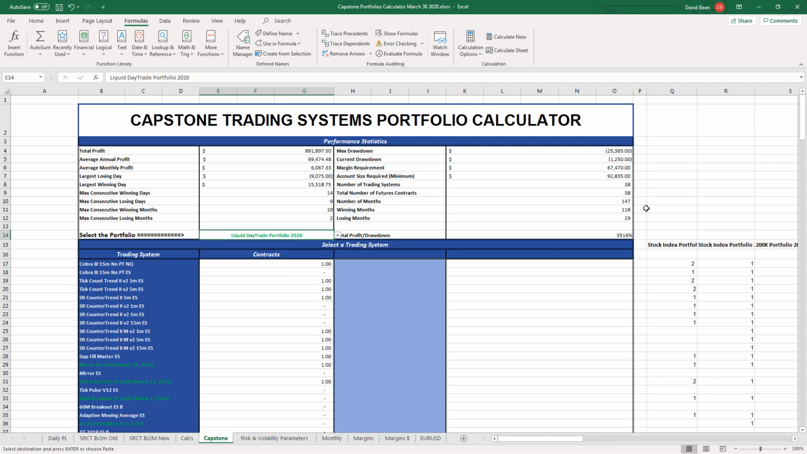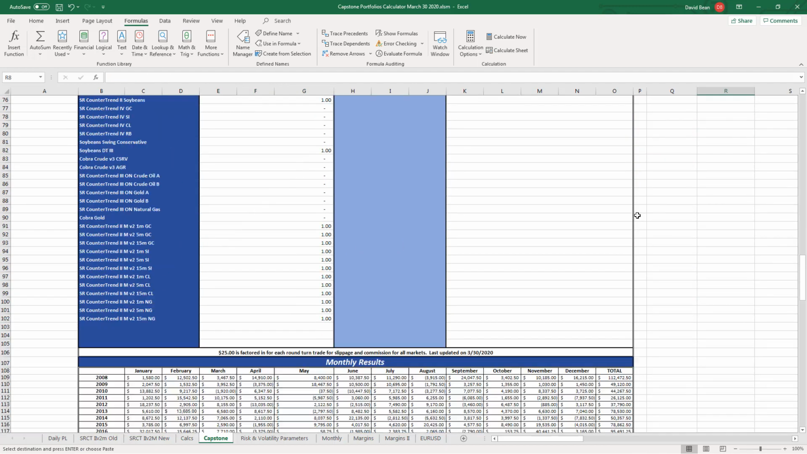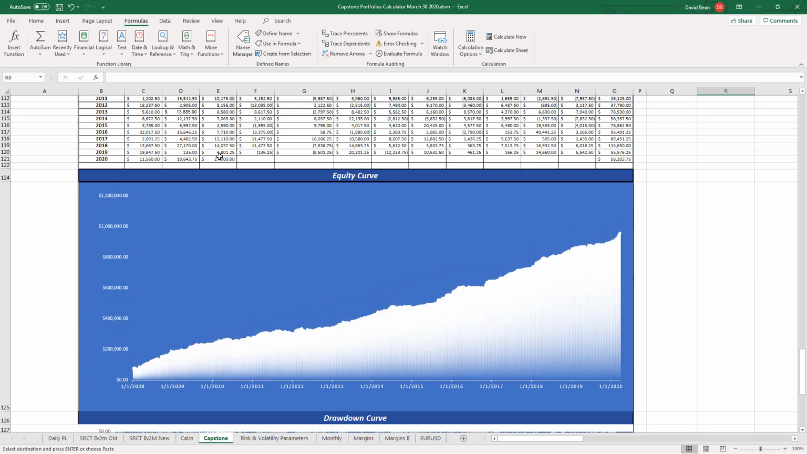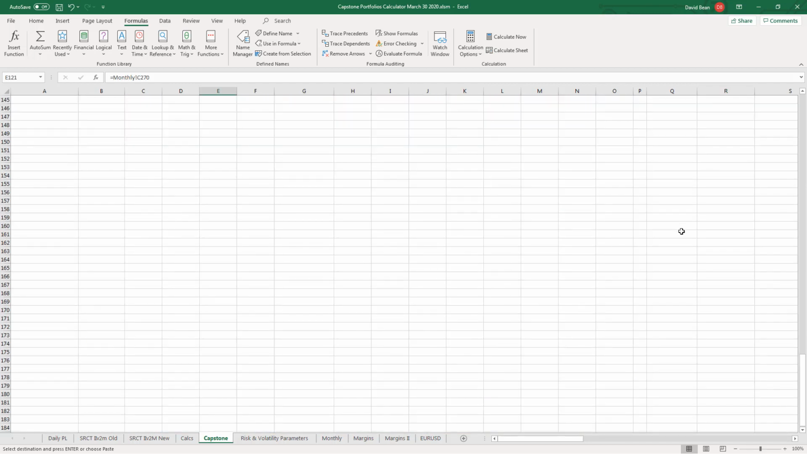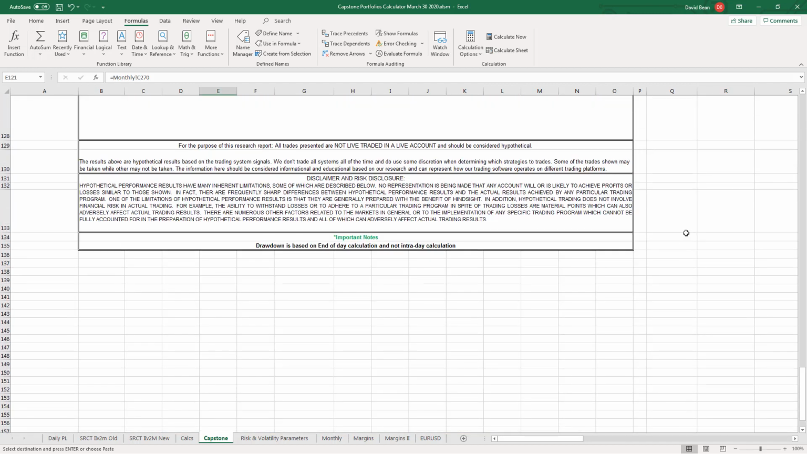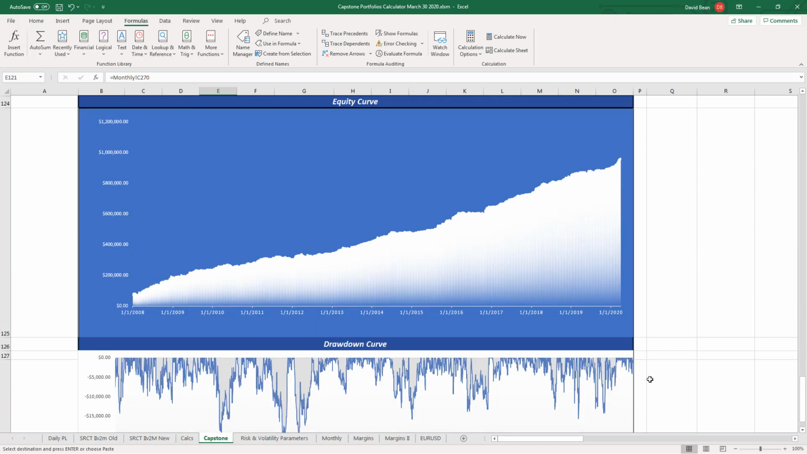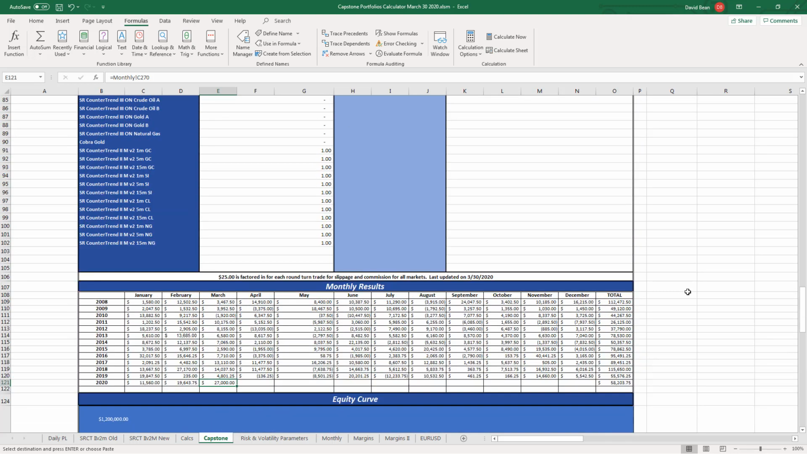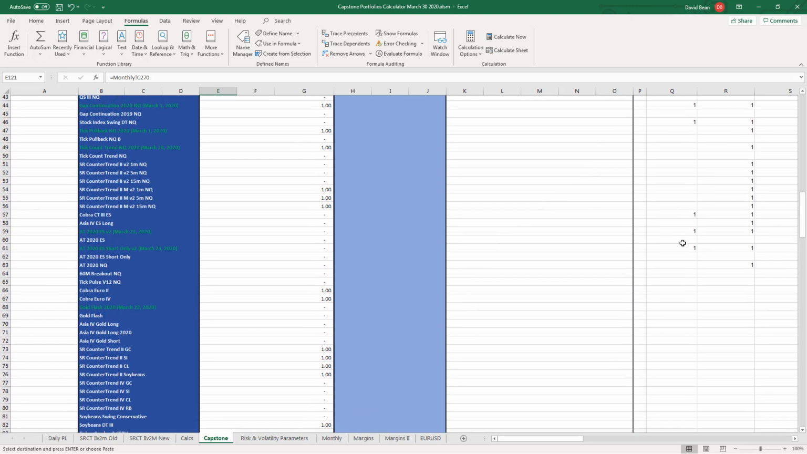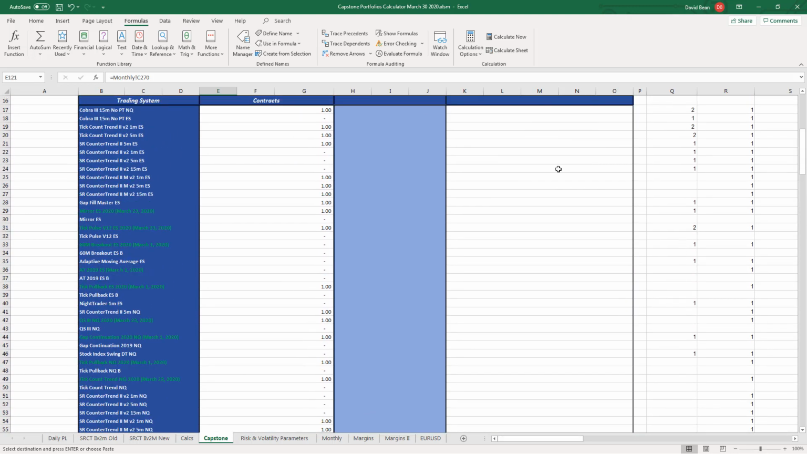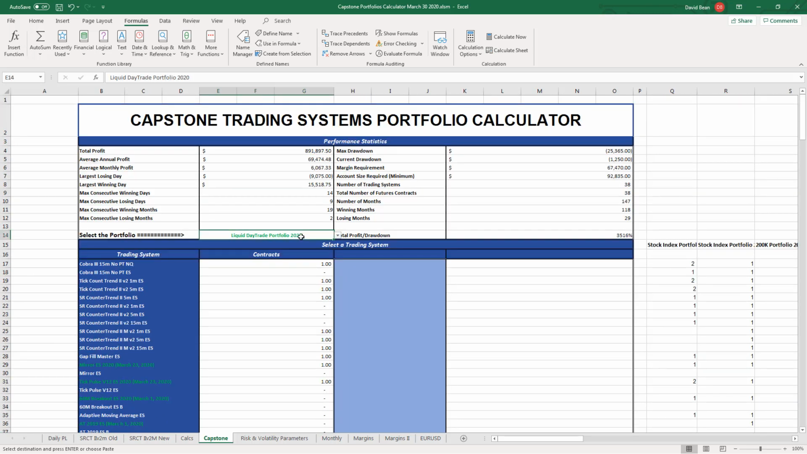Liquid day trade portfolio, 25,365. Let's see how it did, 27K here, and it didn't have much of a drawdown at all in March, so it did really well. As you can see, it includes a lot of the SR counter trends, and it includes the Cobra 3s and the tick count trends. The Cobra 3s and the SR counter trends, a good combination of strategies here.